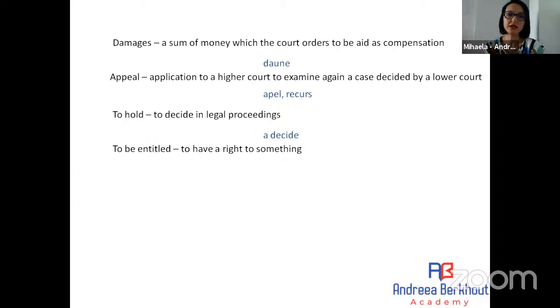The next one, to be entitled, would mean to have a right to something, and in Romanian I think it's pretty straightforward, de a avea dreptul. Okay, to be entitled înseamnă drept, to be entitled, de a avea dreptul.